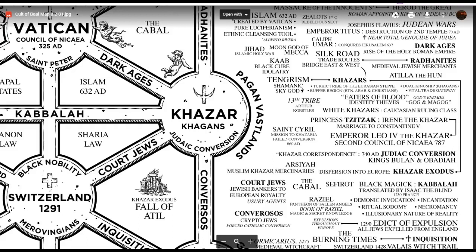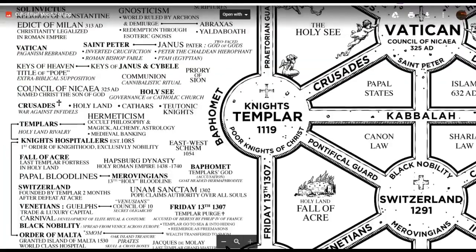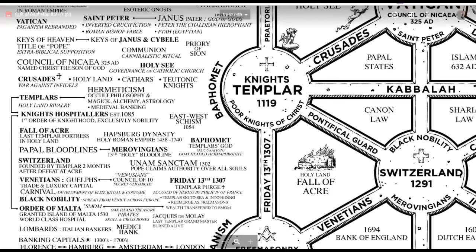So let's see, I went back there a little bit because I forgot to describe that caption before. So let's just jump back to the right. I have Baphomet on the Templars. The Templars, let's see, Friday the 13th, 1307.